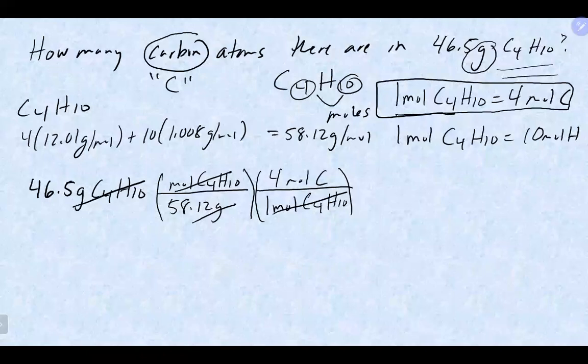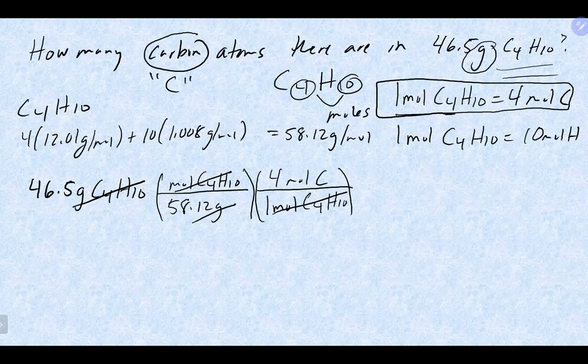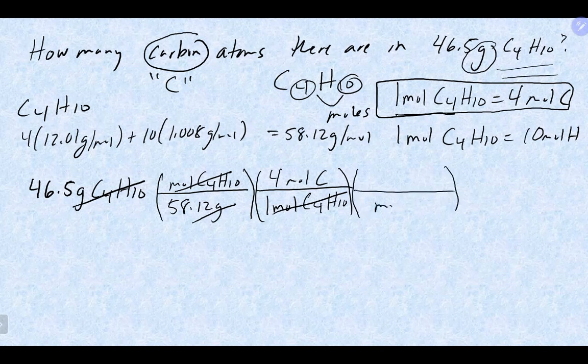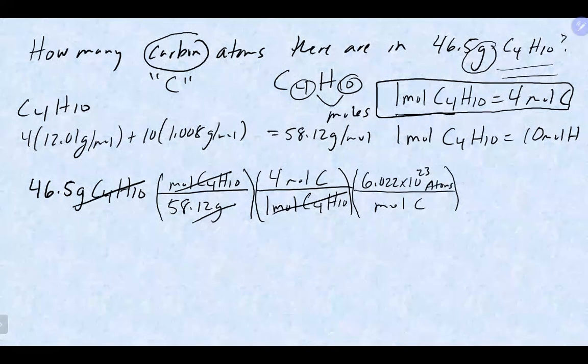But I do want atoms of carbon, which means what should I use to get me there? Yeah, so here we would go from moles to atoms using Avogadro's number. So that would be the last step that we would need to do in this case. Again, we would want the moles to cancel, so the moles would go on the bottom, and Avogadro's number would go up on top. The moles of carbon would cancel.